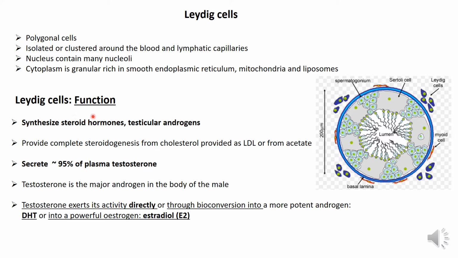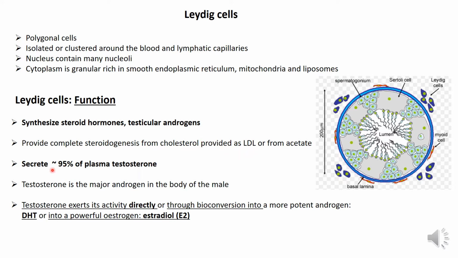So those Leydig cells produce this testosterone, and they provide a complete steroidogenesis from the cholesterol provided as low density lipoprotein, LDL, or from the acetate. So they are able to synthesize the testosterone from the acetate or from the cholesterol as provided as LDL.